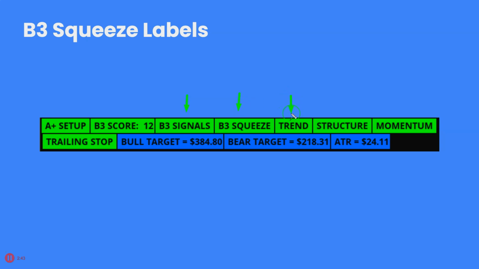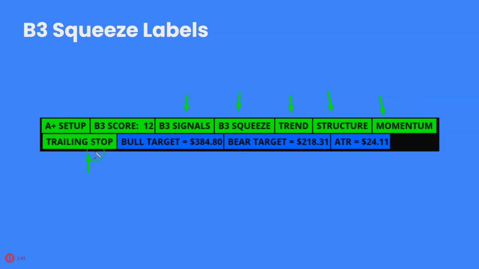The trend label. Green means bull trend. Red means bear trend. Blue would mean neutral trend. Basically chop. The structure label, same thing. Green means bull structure. Red would mean bear structure. Dark blue would mean neutral structure. Same thing for momentum. Green, bull momentum. The MACD above 0. Red is bear momentum. And blue is neutral.